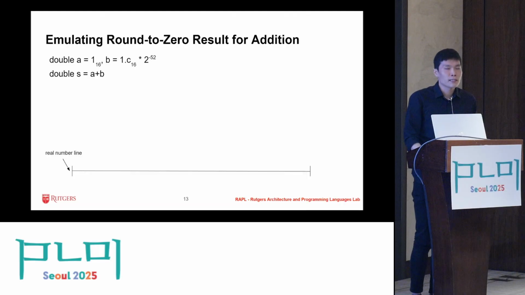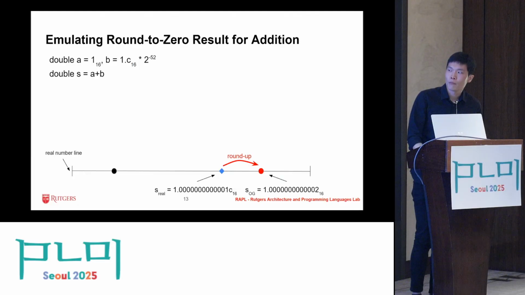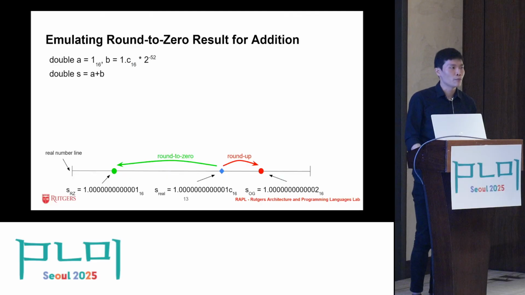Given these two operands, the real arithmetic result will not be exactly representable in double precision. Assuming that the current rounding mode is round up, a plus b will return the immediate floating point successor, and that number is represented by the value SOG on the bottom right. The value we want under round to zero, on the other hand, is the immediate floating point predecessor, and that number is represented by the value SRZ on the bottom left.